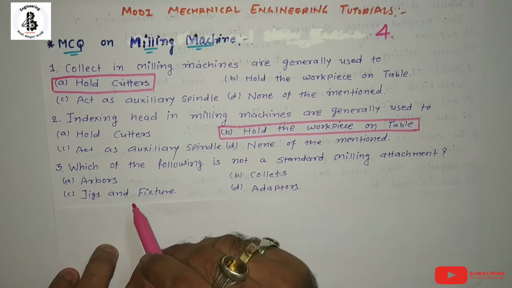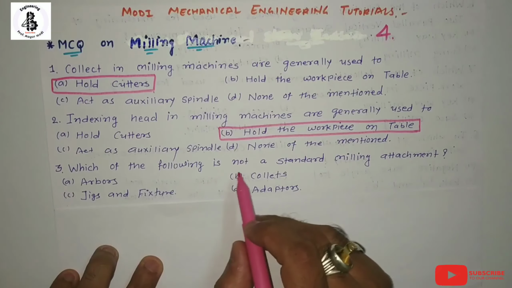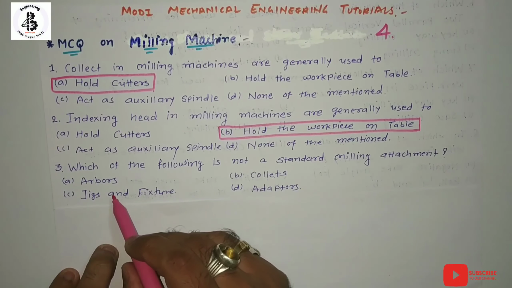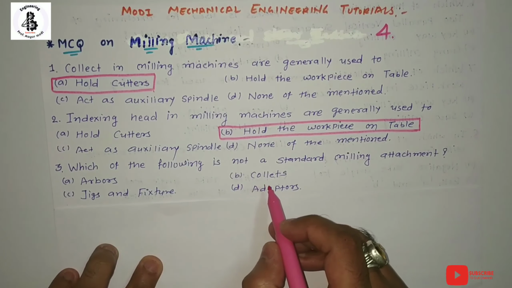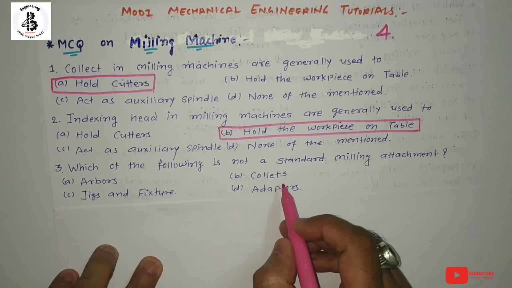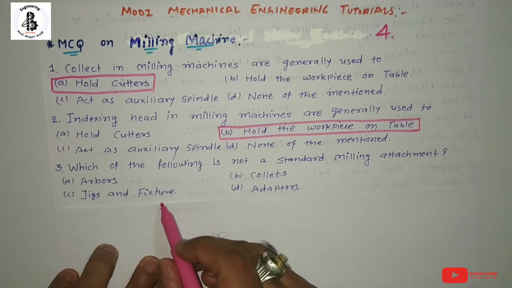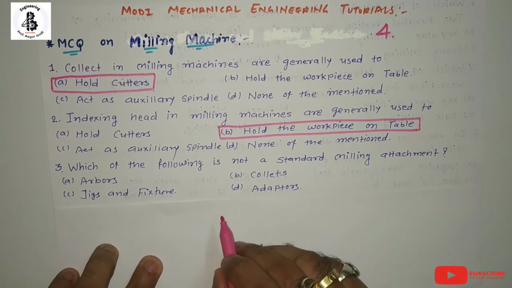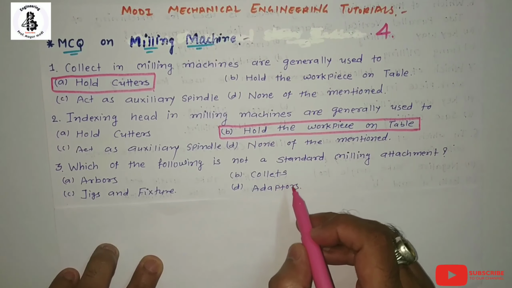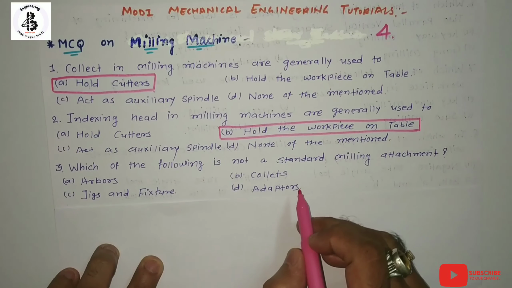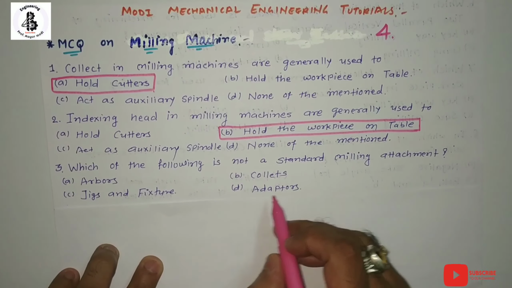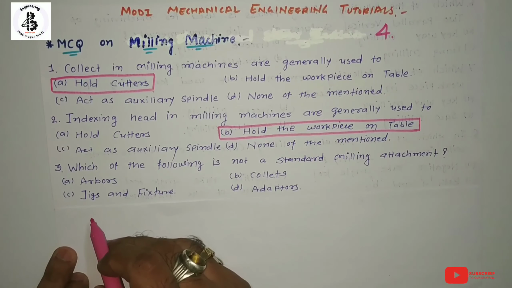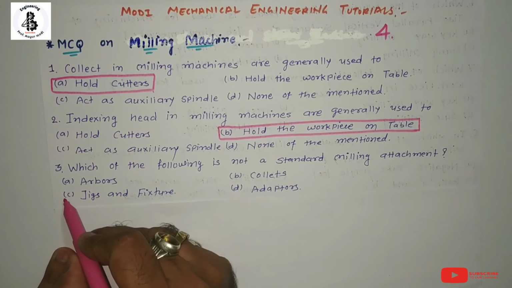The next question: which of the following is not a standard milling attachment? Option A, arbors; option B, collets; option C, jigs and fixtures; and option D, adapters. Basically, arbors, collets and adapters are part of standard milling attachments. Jigs and fixtures are not considered standard milling attachments.